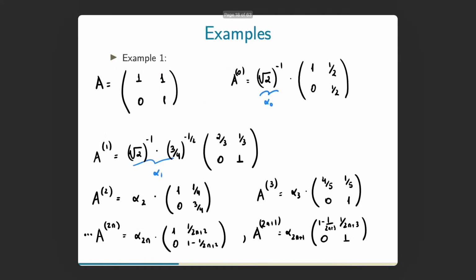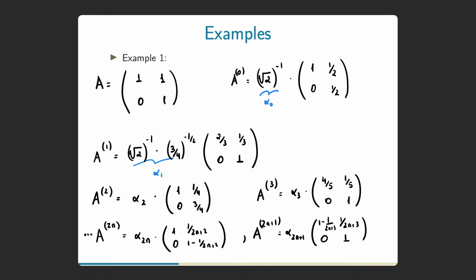Okay, let's run through some examples of what Sinkhorn is doing. Let's take that simple matrix A that we had before, 1, 1, 0, 1. Remember, my first step is always to normalize the columns. So this one is good, and this one becomes half, half. Then I multiply by 1 over the square root of the determinant of my column. It's just some scalar, which I'm going to call alpha 0. I'm just keeping track of these because they're easy.